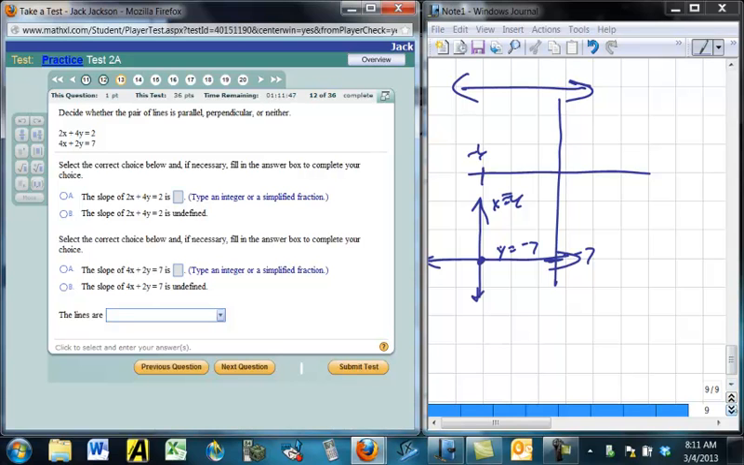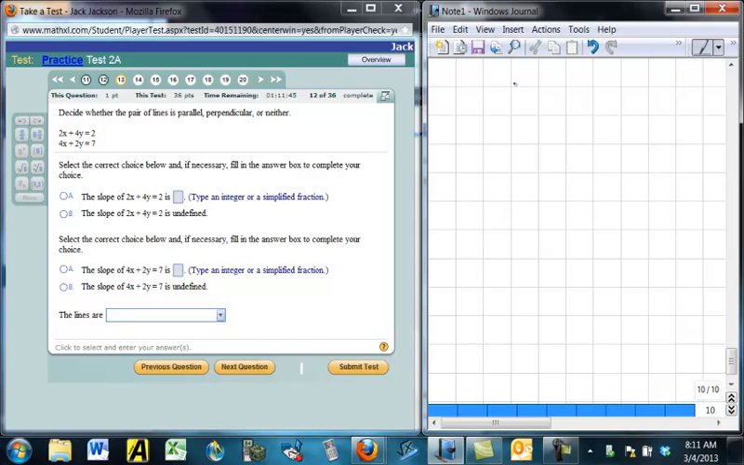Decide if these lines are perpendicular or parallel or whatever. Okay. If they're parallel, the slope equals the original slope. And for a perpendicular line, the slope is -1 over the original slope. So we maybe need to find the slopes of these lines. 2x plus 4y equals 2.